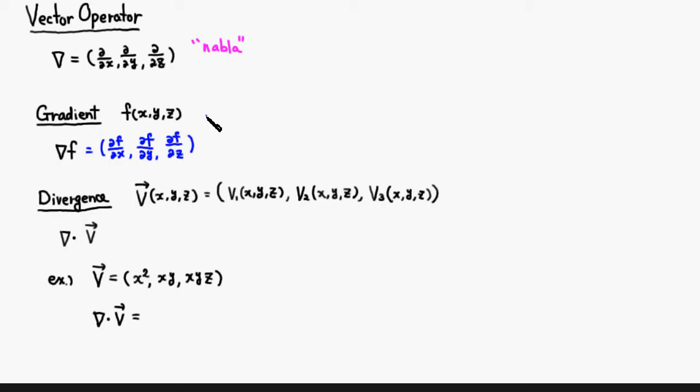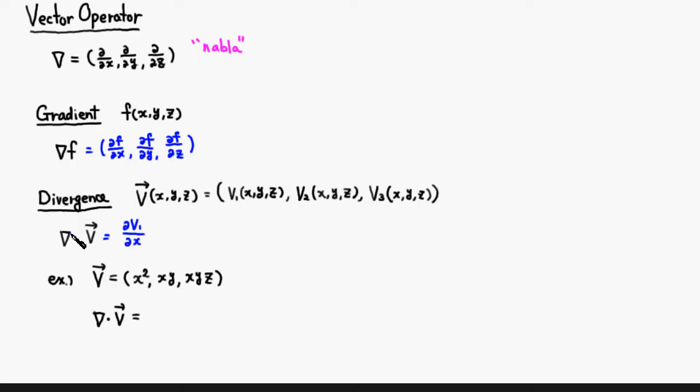Right? And another one is called the divergence. So the notation is nabla with the dot product. Let's say you have a vector valued function of 3 variables. The first component is called v1, the second component is v2, and the third component is v3. If you take the divergence, nabla with the dot product, we take the first component v1, and then the partial with respect to x.